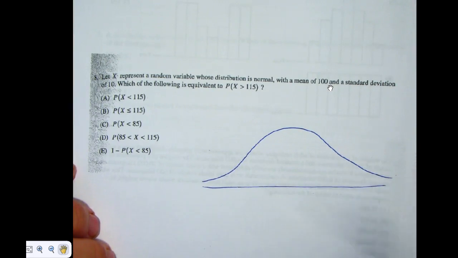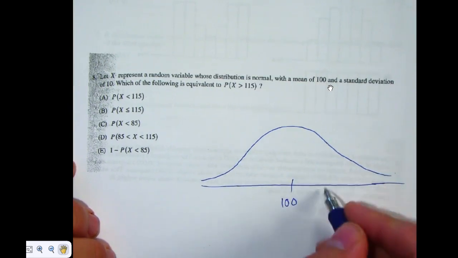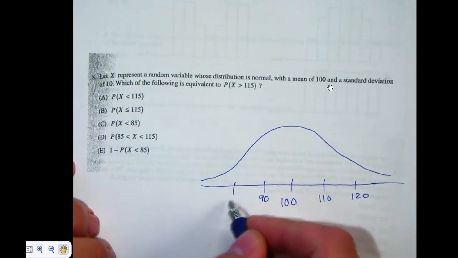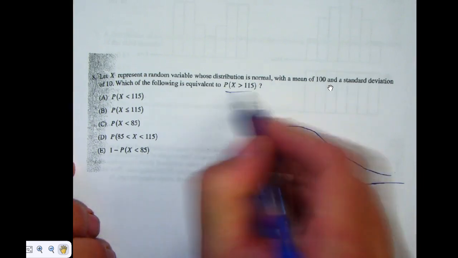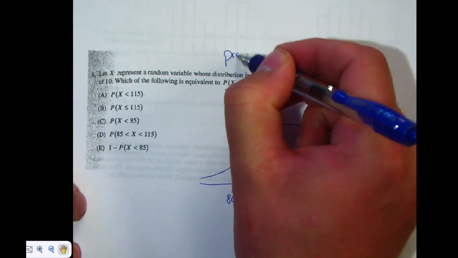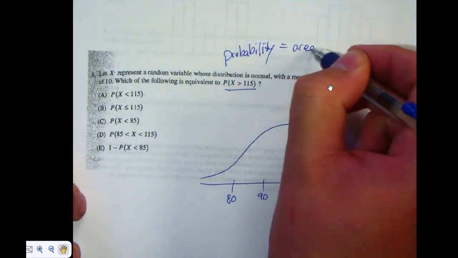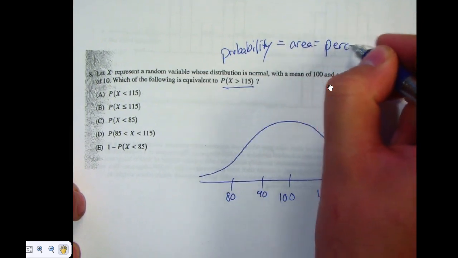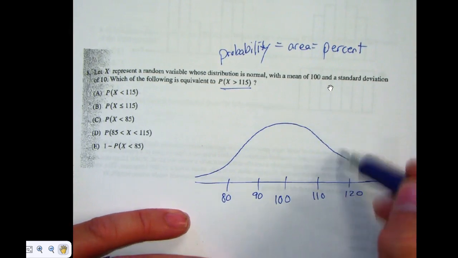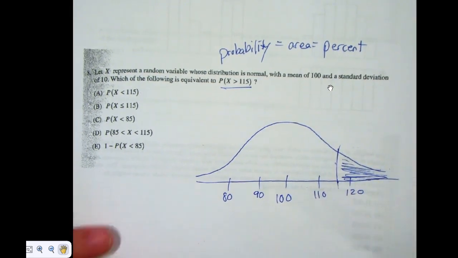So, the first one we did in class, right? Alright, second one, we got a mean of 100, standard deviation of 10. So if I just think about drawing that out, what this means is what's the probability that x is greater than 115. So probability and area and percent are all the same idea. So 115 is here. And greater than that would be this shaded region.